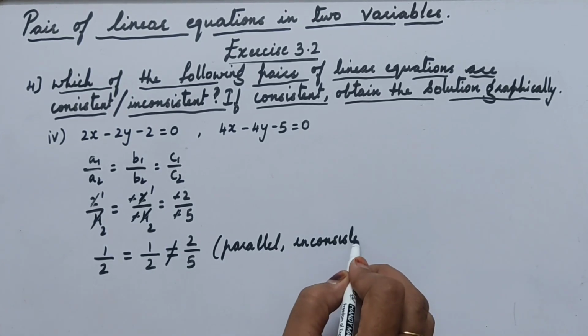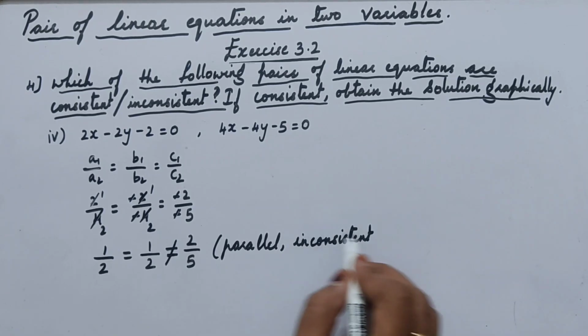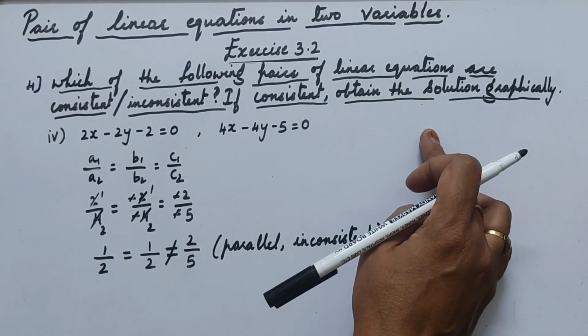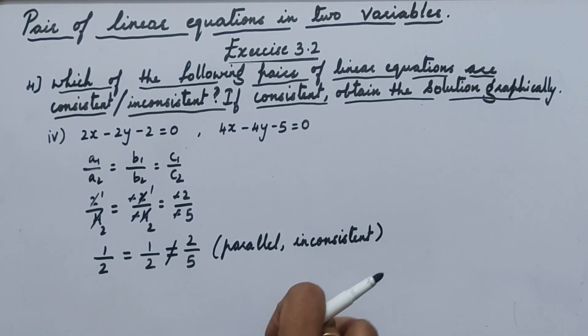If it is consistent, we would have gone graphically. Okay, as it is inconsistent, so we are not drawing the graph, students. I hope this is clear.